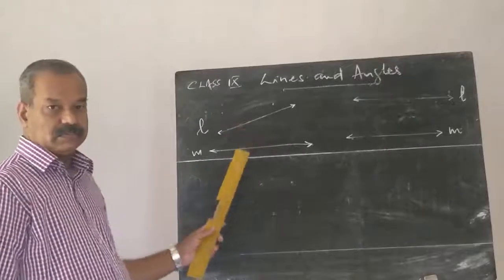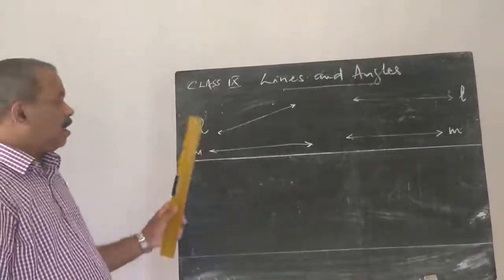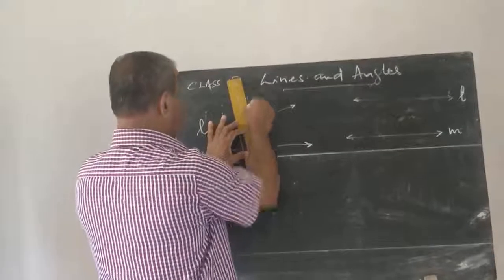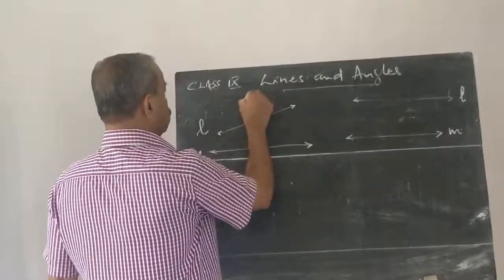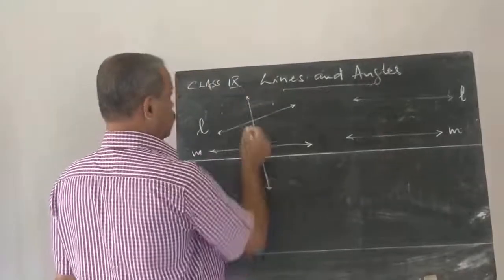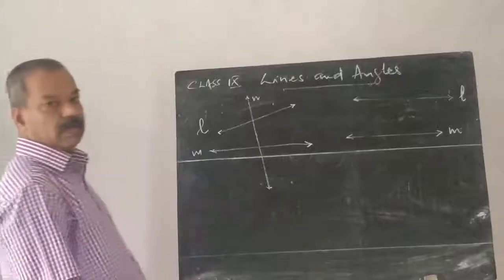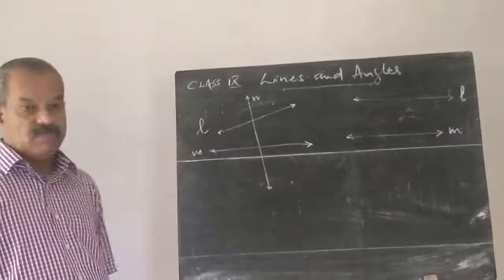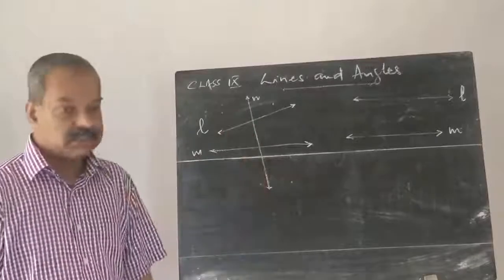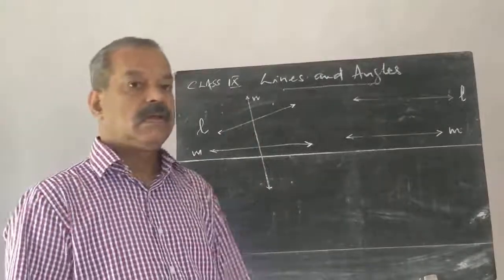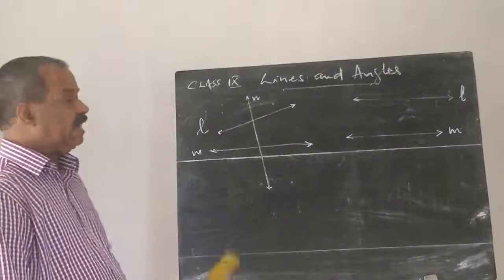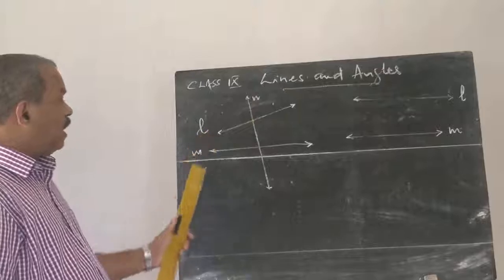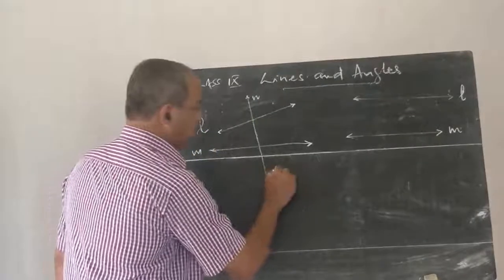Look at these figures. L and M are two lines. What is N? N is also a line which cuts L and M. What do you call such a line? Transversal. Line N is a transversal of L and M.